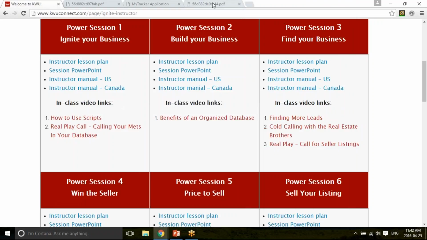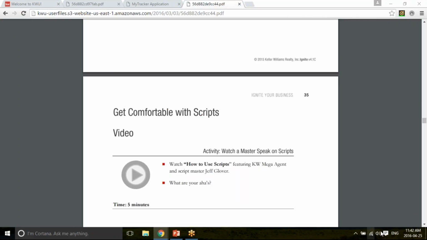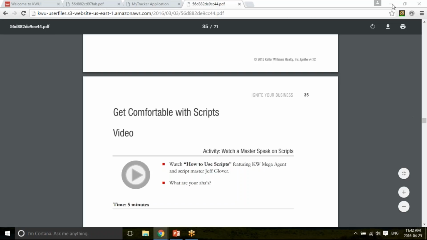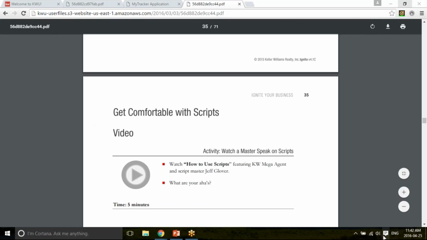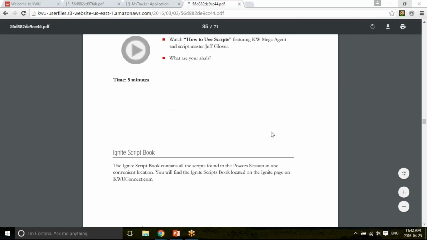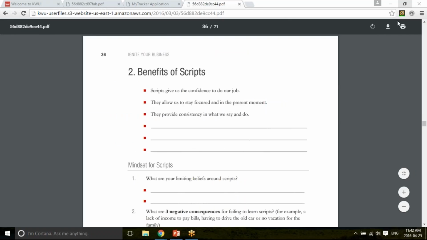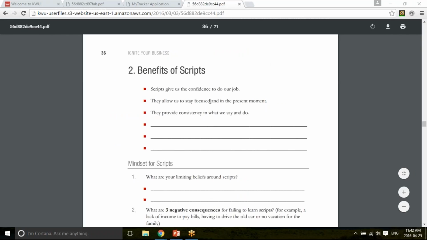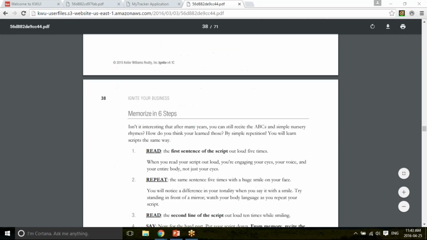Ta-da! Okay, so the idea behind this is to look at what your scripts are that are here. So when we talk about the benefits of scripts and the learning of scripts, if we're moving in the book, we're looking at 36 and 37. There's an exercise on page 38 that I'm actually going to take us to. So if we end up finishing up on this today, then we'll be great.